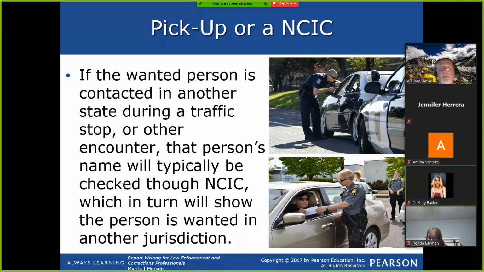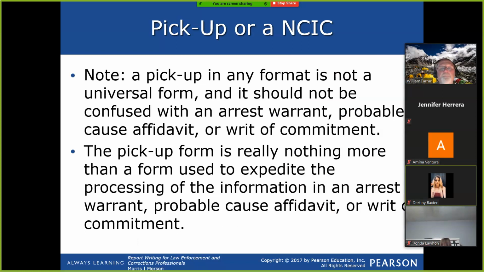So if that person is contacted in another state during, let's say, a traffic stop or any other type of encounter, that person's name will be checked through NCIC. It's automatic when your dispatchers run someone for wants and warrants, as we call it. They run them through NCIC, and that in turn will show that the person is wanted in a different jurisdiction or even in your own jurisdiction. So this is the safety factor.